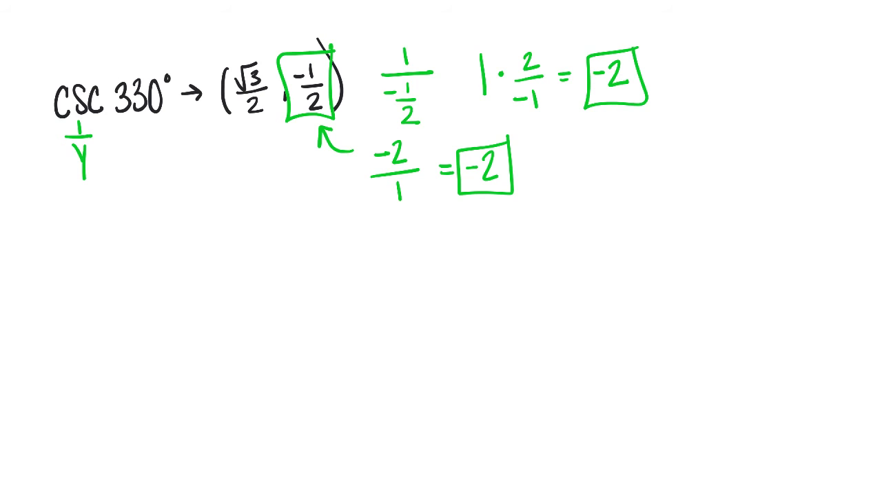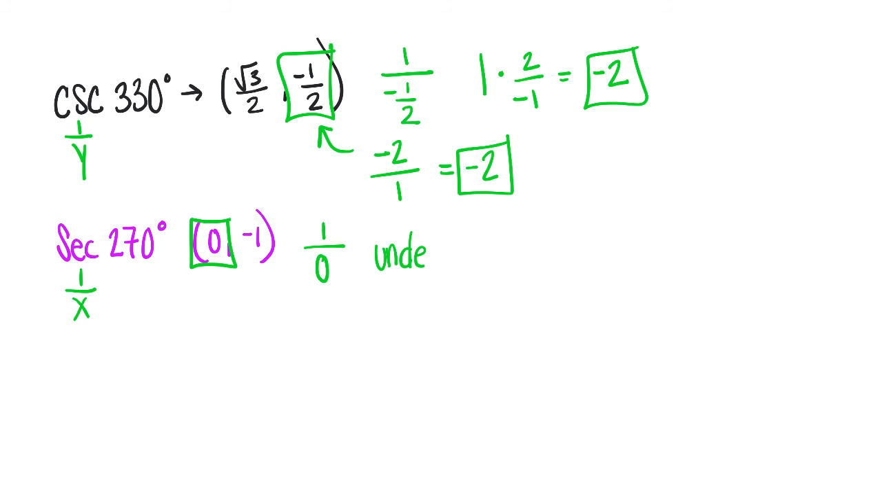Moving on now to the secant of 270 degrees. 270 degrees falls on the axes in between quadrants 3 and 4. It has the coordinates of 0 and -1. When you're looking at secant, you're looking at the reciprocal of your x value. So we're going to look specifically at 0. So I'm going to write this fraction as 1 over 0. Anytime you're dividing by 0, you result in an undefined answer because you cannot divide by 0.